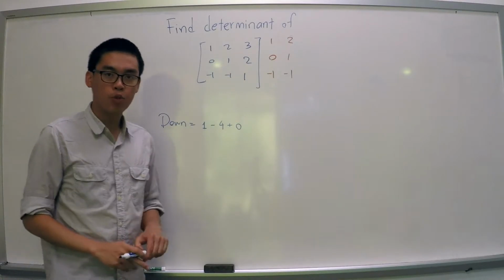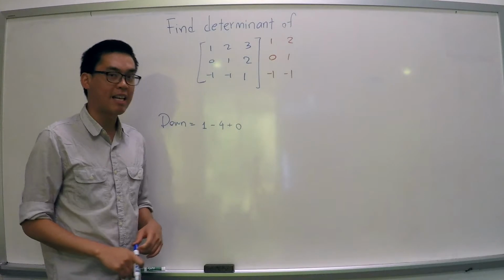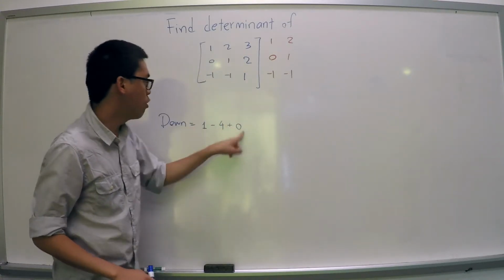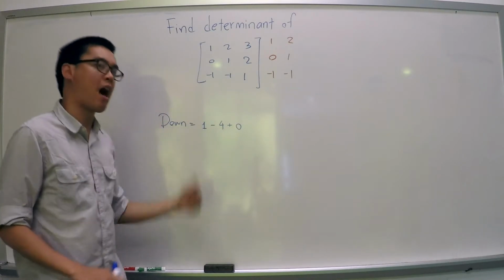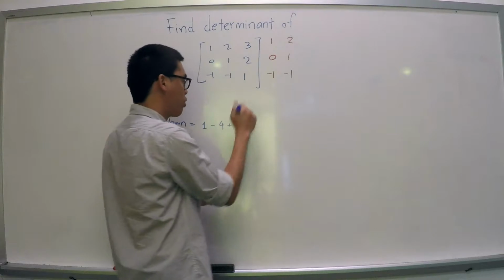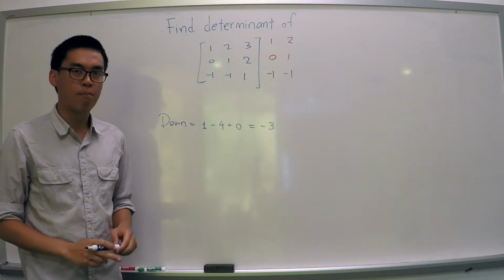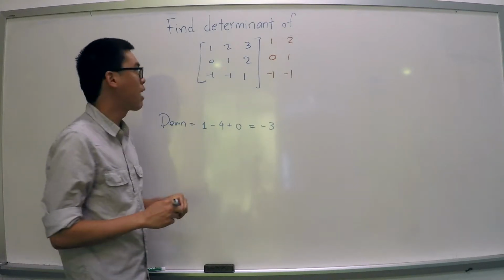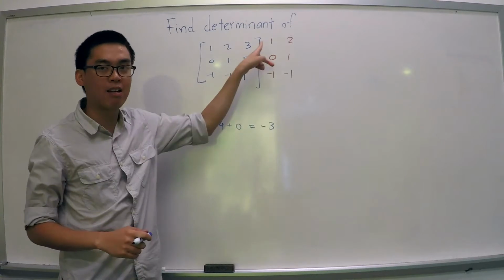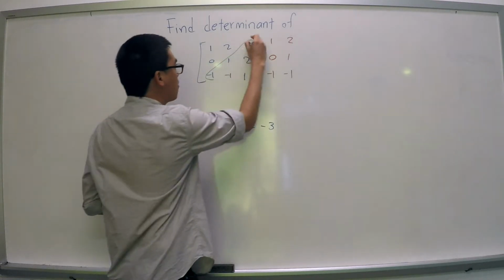Once you're done with multiplication for one direction, in this case we already finished multiplying down, we get 1, minus 4, and 0. You add them together and call that down. In this case, you add 1 plus minus 4 plus 0, so you get minus 3. Then you repeat the same step for multiplying up. For multiplying up, you start from the bottom and go up diagonally 3 times. In this case, I'm going to start here and go up.